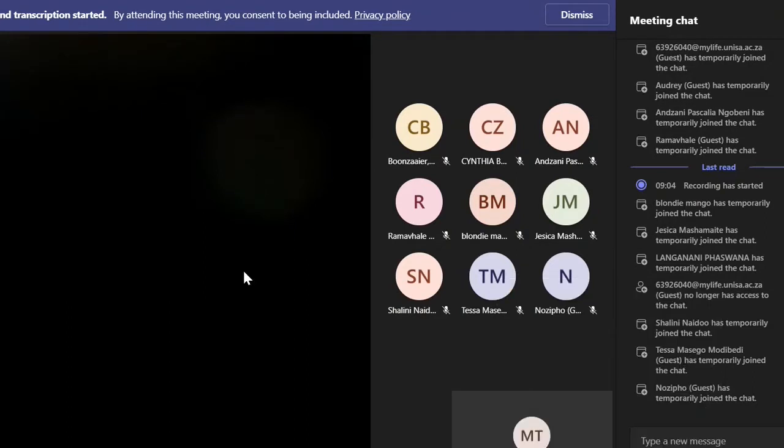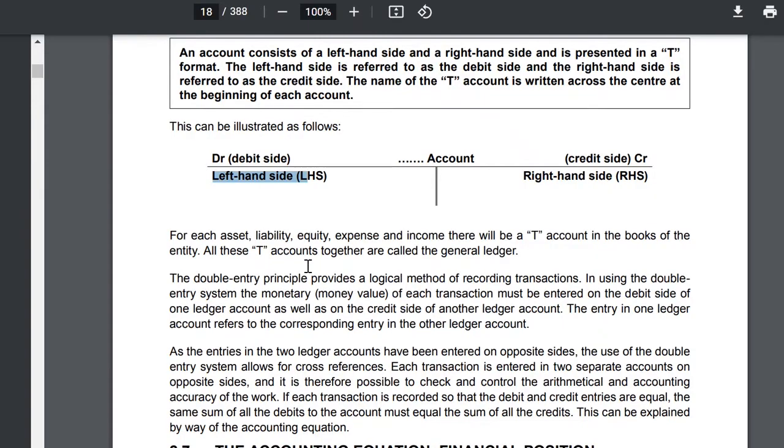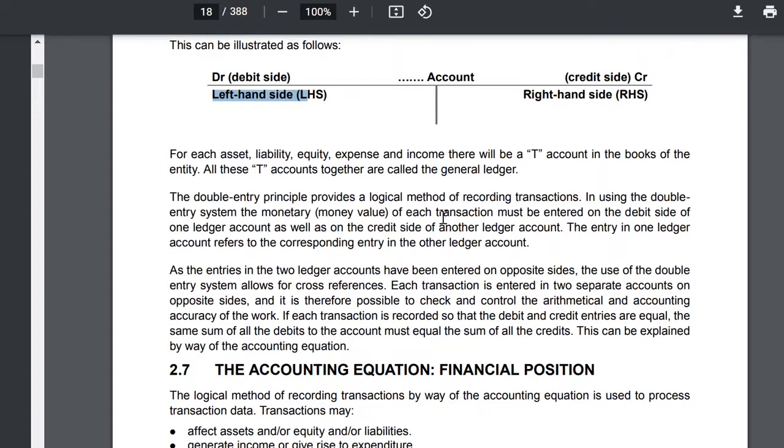So before we do an example, any questions? Just need questions for what I just explained to you now. I just want us to do another example. So basically the double entry rule provides a logical method of recording transactions.